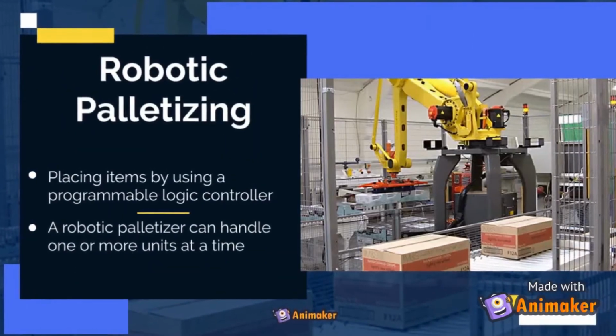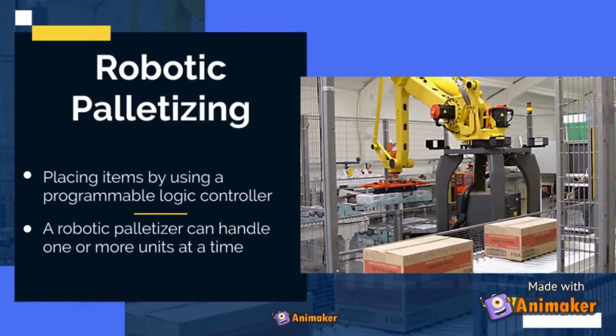Robotic palletizing. Key elements work by performing the tasks assigned by a programmable logic controller. Another crucial component is the gripper. It is called the end-of-arm tool, which is usually customized to handle specific products. A robotic palletizer can handle one or more units at a time according to pallet configuration, and forms multiple layers on a pallet after picking the products off a conveyor.